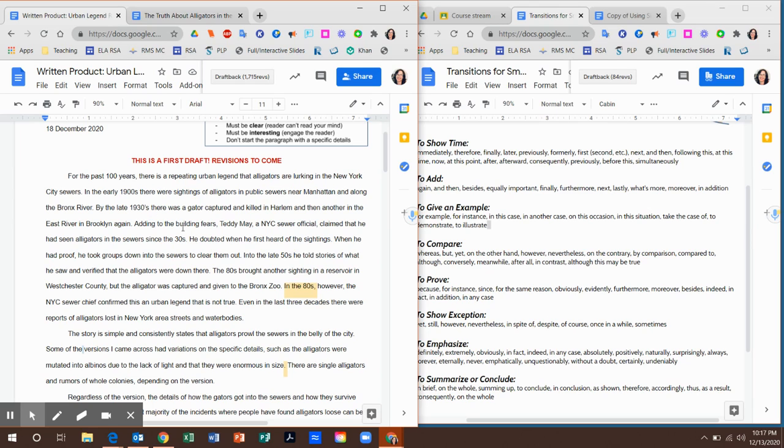All right. So adding to the building fears, Teddy May, a New York City sewer official, claimed that he had seen alligators in the sewers since the 1930s. He admitted doubting the predators were down there. Haha, then I can get my word in. Predators. When he first heard. At first, maybe, instead of just heard. Okay. He admitted doubting the predators were there.